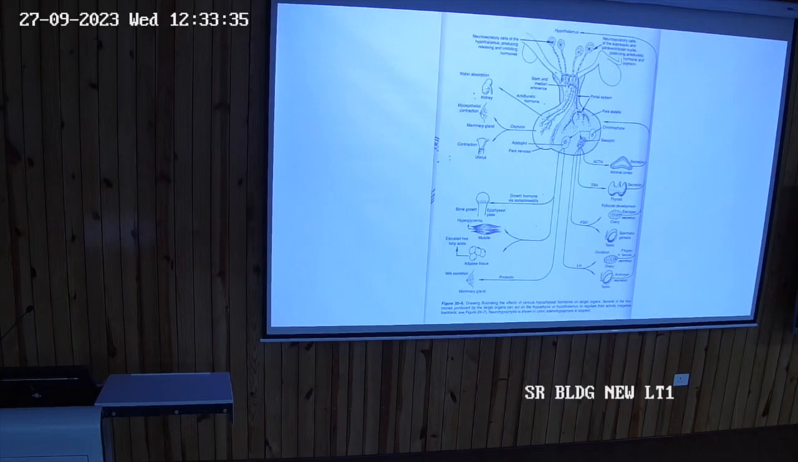I am telling you that these two hormones are secreted in the female, progesterone and estrogen. In the male, they are responsible for the secretion of testosterone.